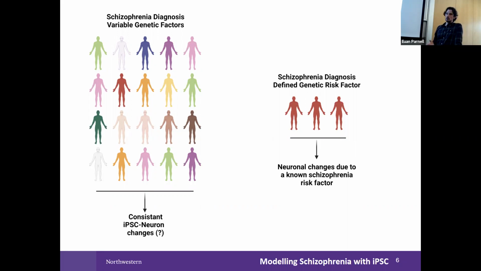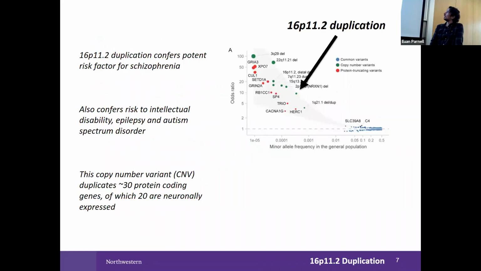And so a lot of studies using iPSC focus on these genetically defined models. You take one of these risk factors that is known to be a positive factor in schizophrenia and try and find the changes that may contribute to schizophrenia, that correlate with these larger studies with lots of heterogeneous patients and with actual patient live and postmortem studies. And so in our lab, we took on the task of studying the 16p11.2 duplication. So you can see it pointed out on the graph here.